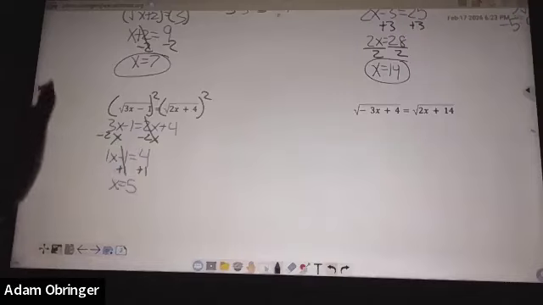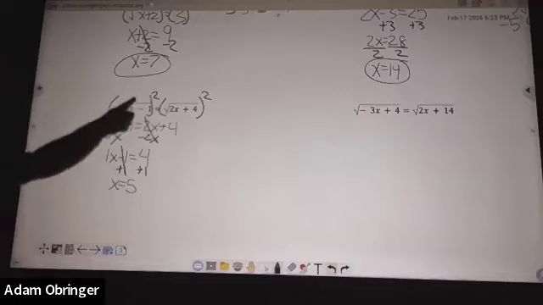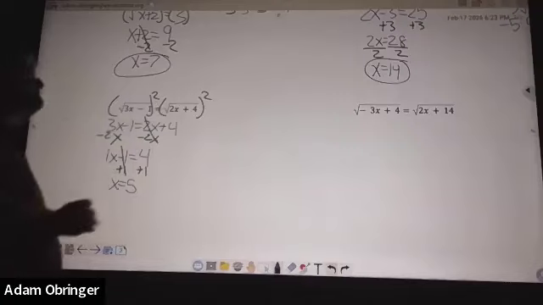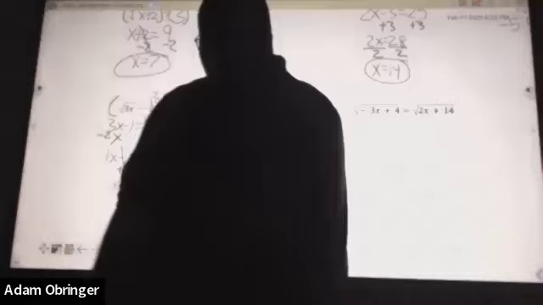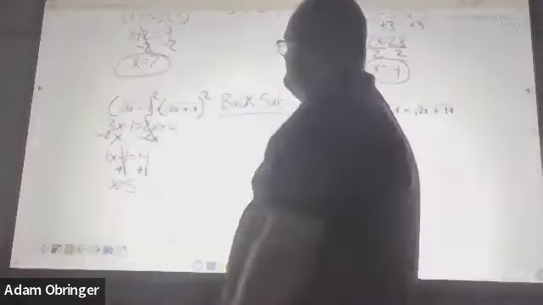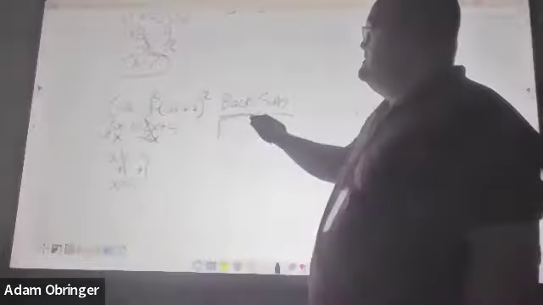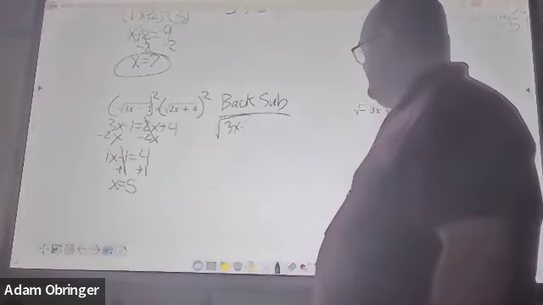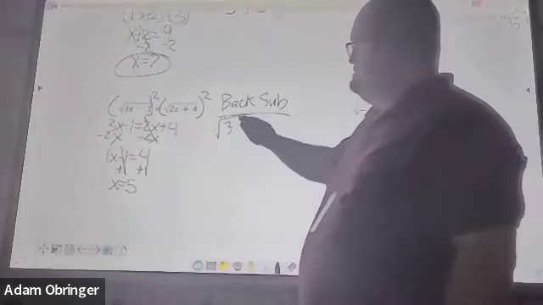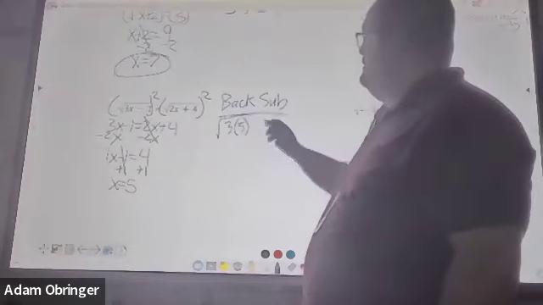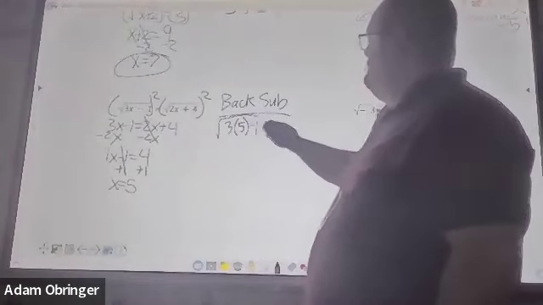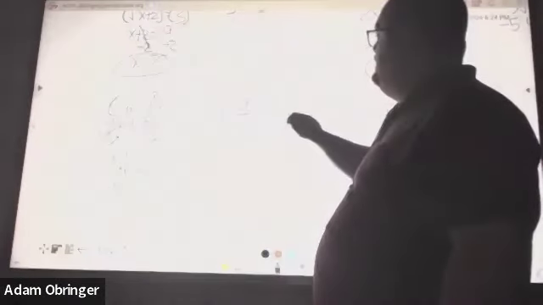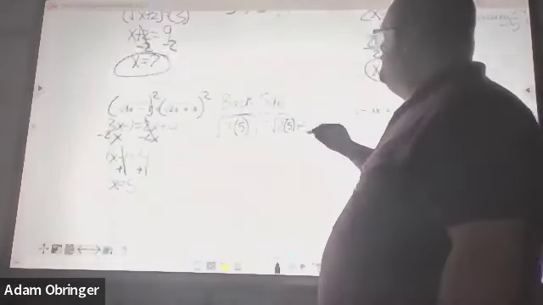Now, what makes this one different from before is now I've got two different x's I have to plug into. I've got my x is 5, so I'm going to plug those in, see what I can get. Back sub: square root 3x minus 1. Oop, I don't know why I did that. I'm supposed to change the x. X is now a 5, minus 1 equals square root 2 times x, which is again 5, plus 4.